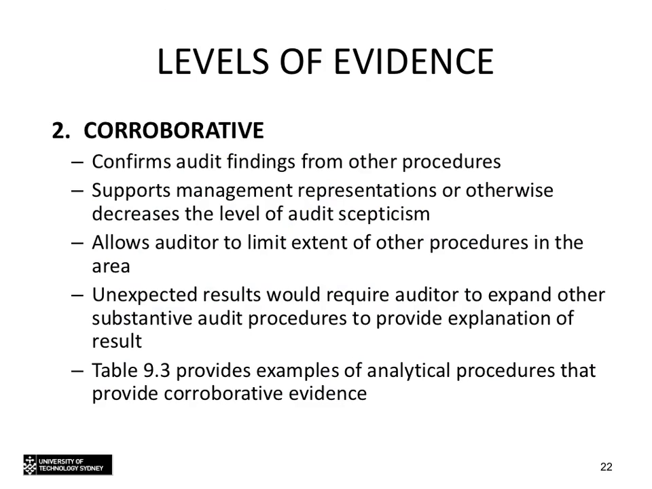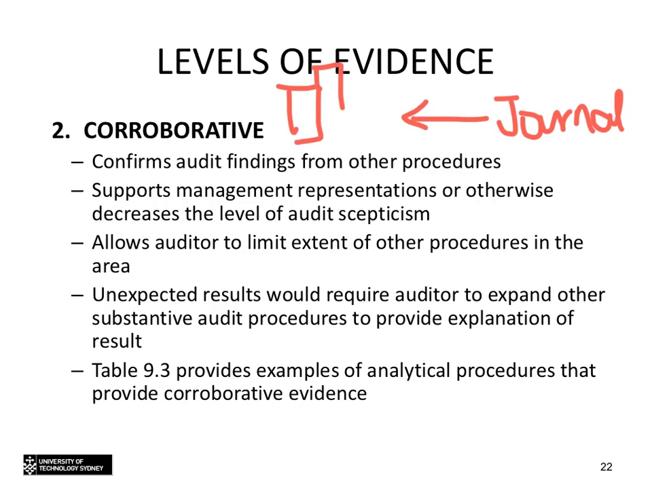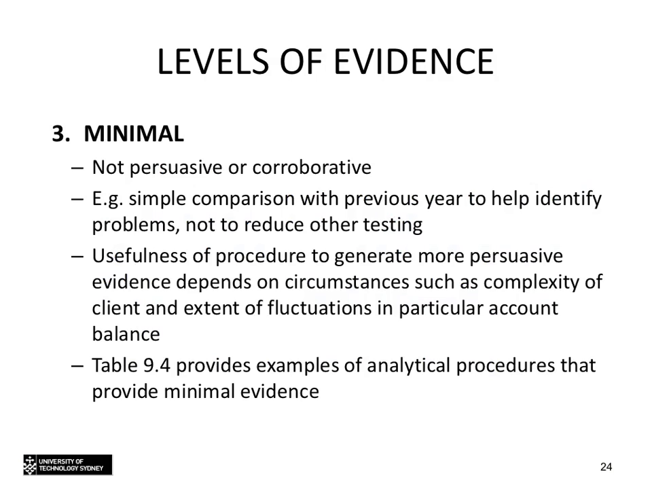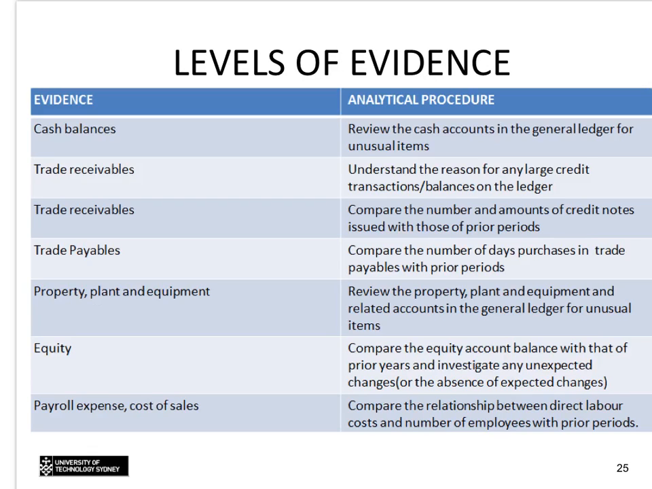There's corroborative evidence. Now, this is also pretty powerful, because what we're doing a lot of the times is we're taking journal entries, which is the direct evidence, and then we're trying to check that against other pieces of paper from different parts of the organization. So corroborative evidence is good. Here's some analytical stuff that is corroborative. And then there's minimal. All right. Now, this is the stuff you don't really want. Right? You don't want evidence that is not persuasive, is not corroborative. But sometimes this might be all you get. All right? But the more of the persuasive and the corroborative stuff you can have, the better.